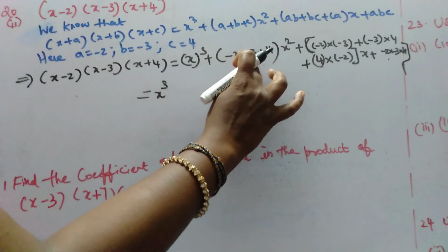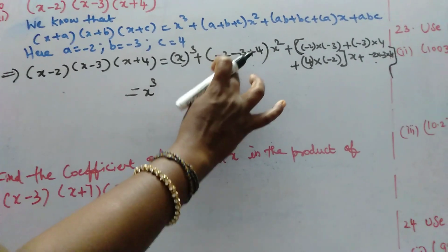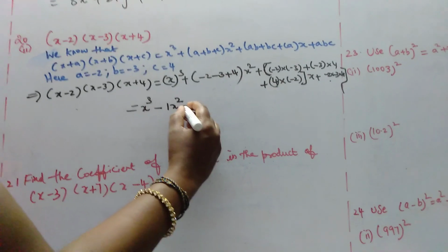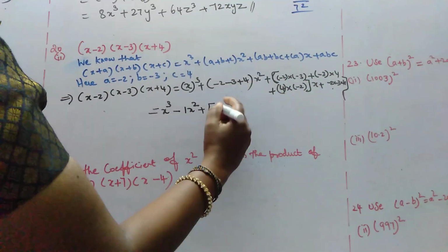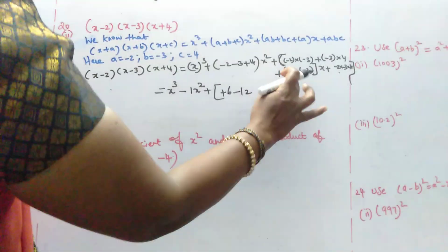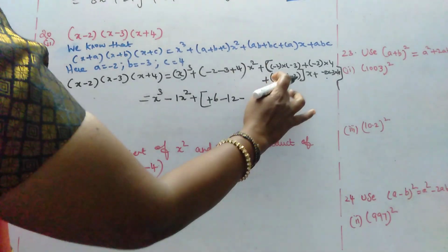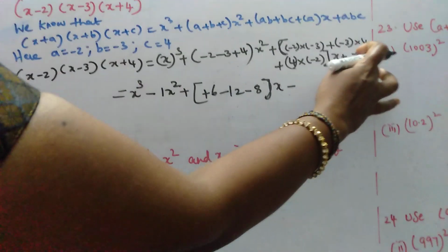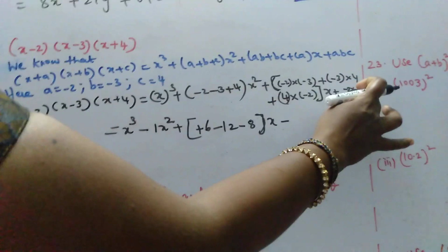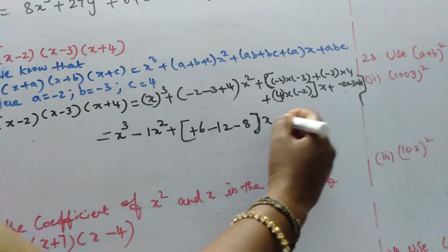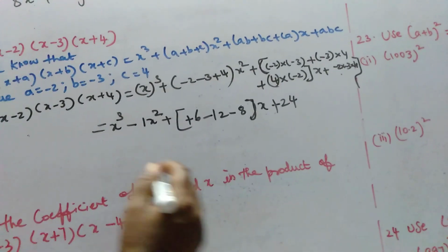-3 - 2 is -5. -5 + 4 is -1, x². Then here, minus into minus is +6. Minus into plus is -12. Plus into minus is -4, 2s are 8, into x. Minus into minus here is plus. Then 4 3s are 12, 12 2s are 24. So which will become +24 there.